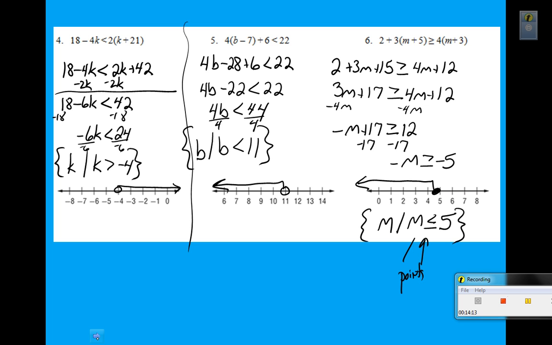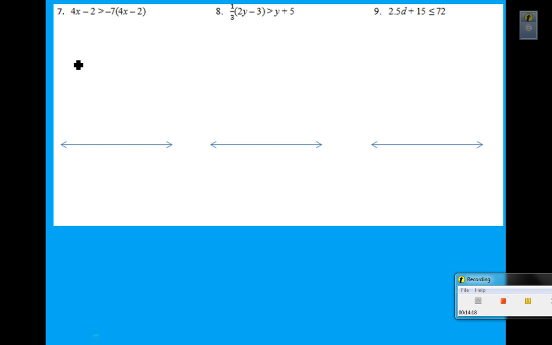Let me click through a couple on the back. In class, I paused and had them try a couple, but let me hit number 7. I'll show you how to handle that fraction, and then I may drop down to number 10 or 11. So number 7, I got 4x minus 2 is greater than negative 28x plus 14. Notice I distributed the negative 7, and a negative made a positive. Let's add 28x to both sides. So I've got 32x minus 2 is greater than 14.